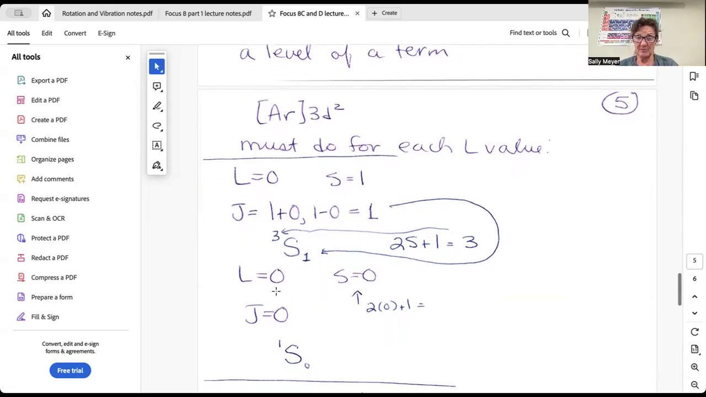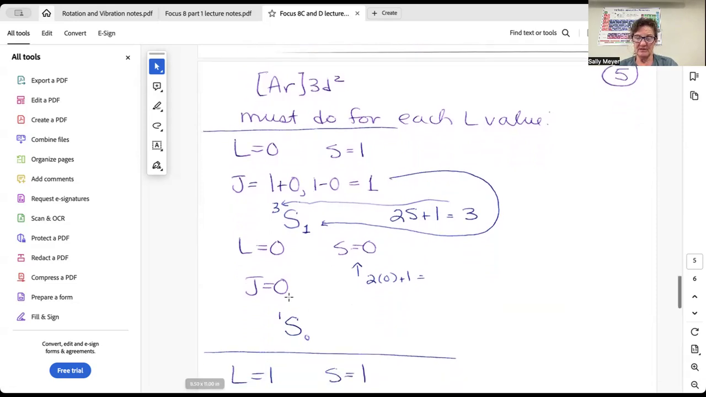But we also have to couple the L equals 0 to the S equals 0. When you do that, the only possibility you get for J is J equals 0. So it's still an S because the S in the middle is because of L equals 0. The multiplicity now is 2 times 0 plus 1, so it's a singlet. Multiplicity is 1, and the total J is 0.